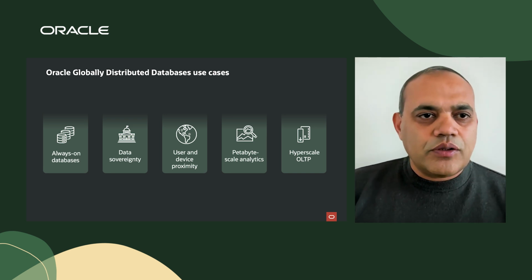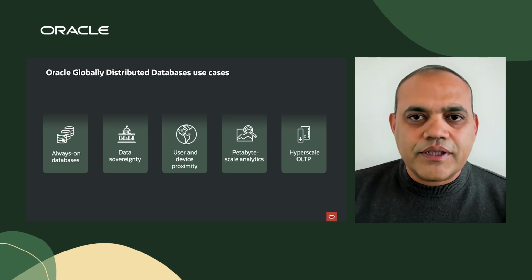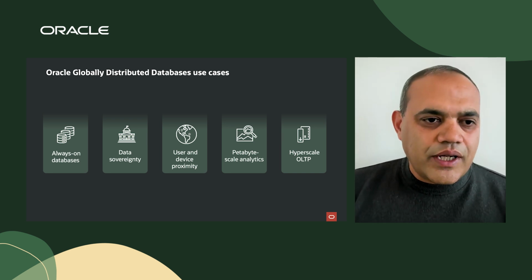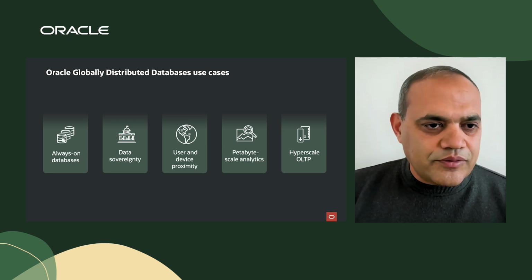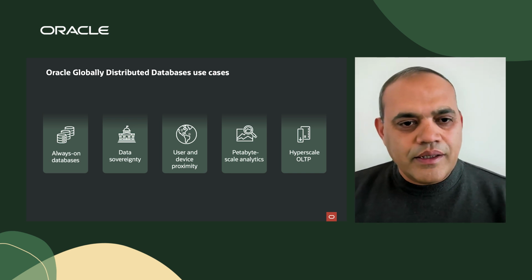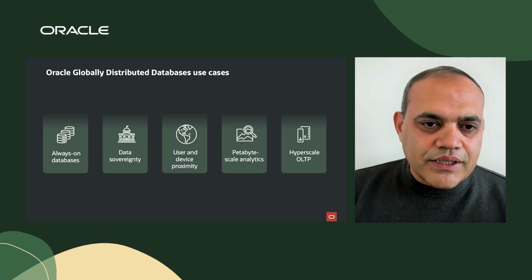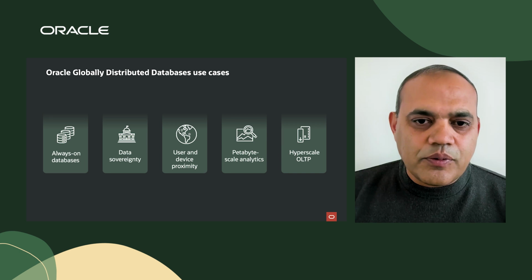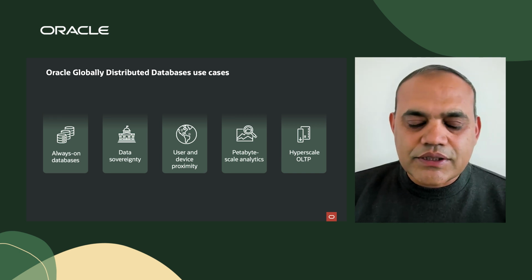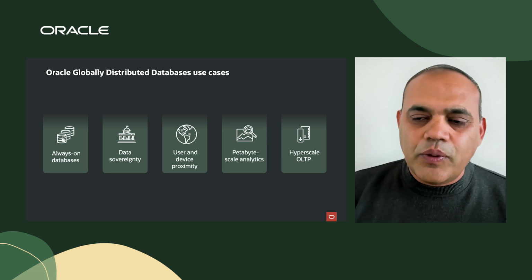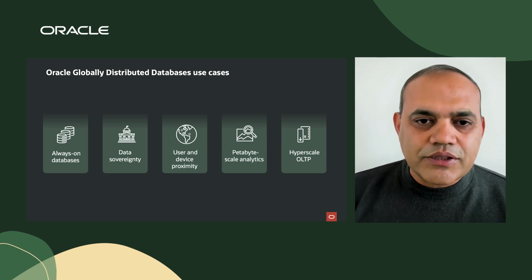Our customers are using Oracle's globally distributed database for some of the key use cases like always on databases, where we want to have a database which provides zero data loss and extremely fast failover across multiple data centers, regions, and even countries. Data residency and data sovereignty is another big use case where customers are adopting distributed database, user and device proximity to provide low latency to the end consumers, petabyte scale analytics, and hyperscale online transaction processing, where we are talking about petabytes of data, millions of transactions per second.